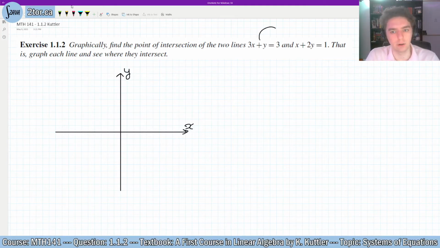This is in standard form, right? I didn't mention that last time, but this is in standard form. So we want to put them in slope-intercept form, which is y equals mx plus b. So let's do that. This one's pretty simple. y equals negative 3x plus 3. Just move the 3x over.